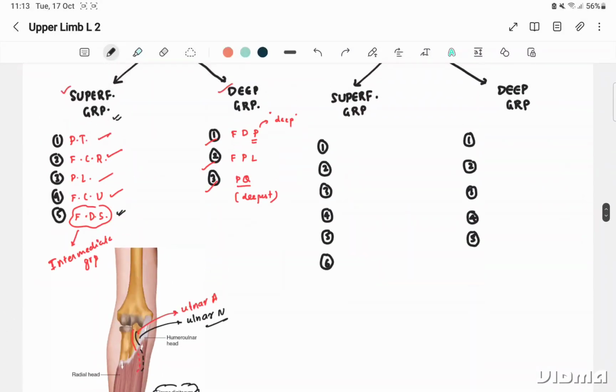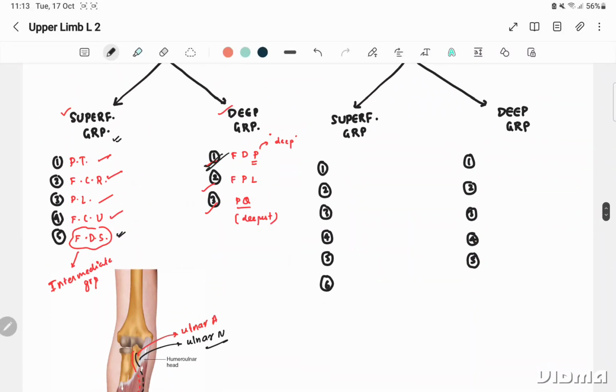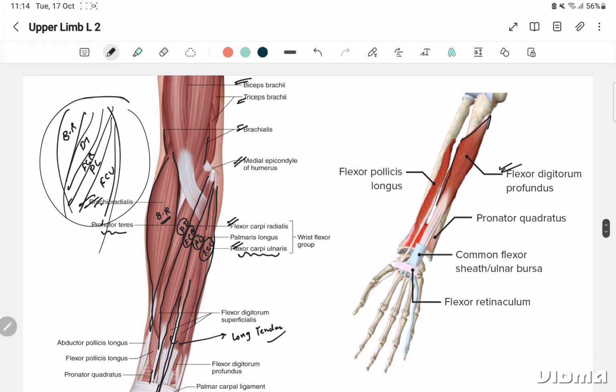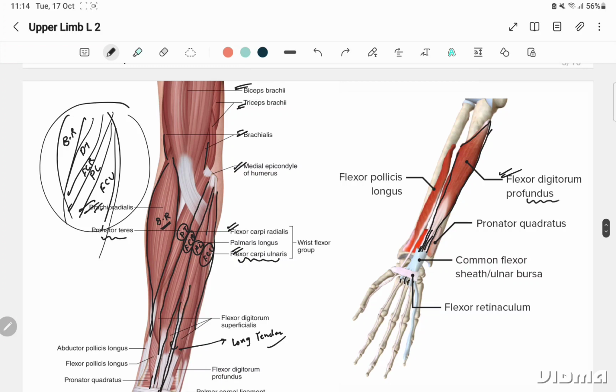And we have the deep muscles: the flexor digitorum profundus, flexor pollicis longus and pronator quadratus. Here we have the flexor digitorum profundus, and it is also divided into 4 tendons: 1, 2, 3, and a long tendon which goes in the middle, to the little finger. This is the flexor digitorum profundus.